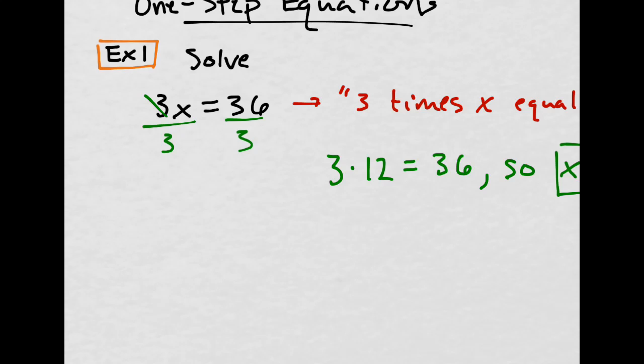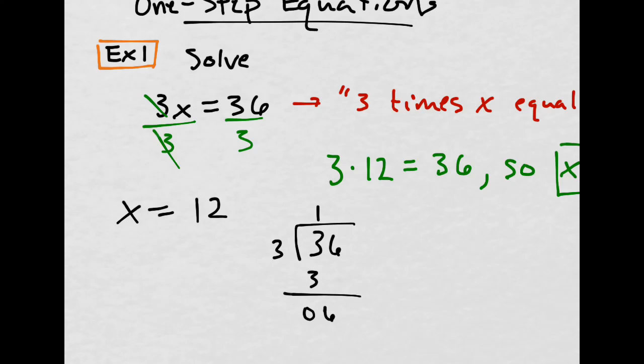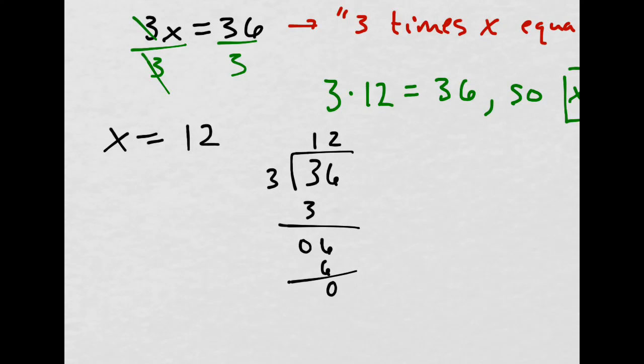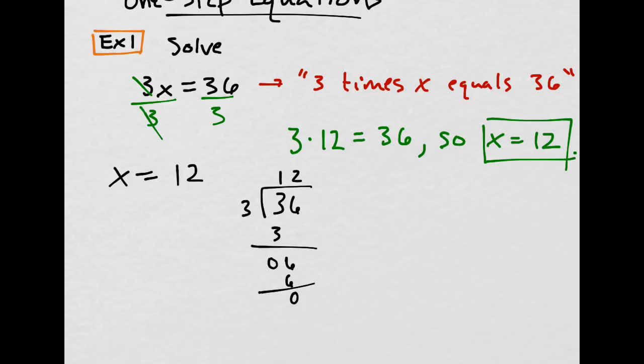And here the 3's would cancel out, and so you just get x equals 12, because 36 divided by 3 is 12. You could just see 36 divided by 3: that's 1, 3, and that's 0, and then 6, and that's 2, and no remainder. So that's how you do something like that.